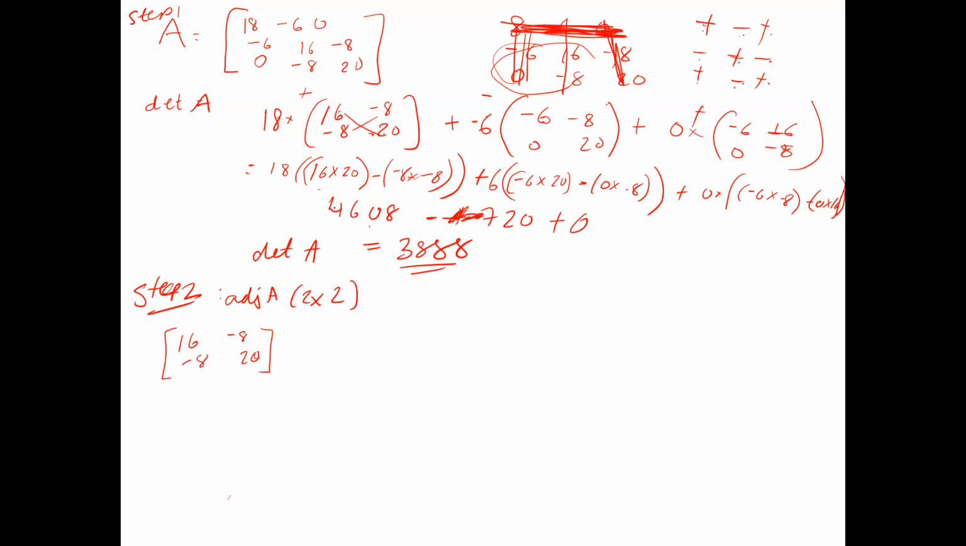This is this, and the next one is the minus 6. So cancel the middle one and then this one. So minus 6, 0, minus 8, 20. And then the last one is the 0. Cancel this down, which means this row and that column. So minus 6, 0, 16, minus 8. Minus 6, 16, 0 and minus 8.